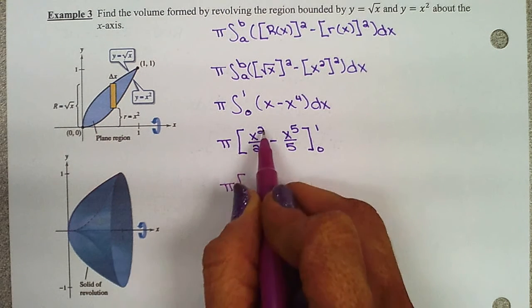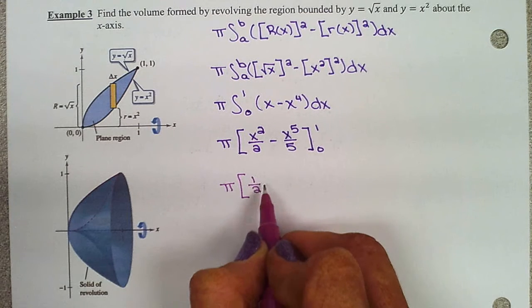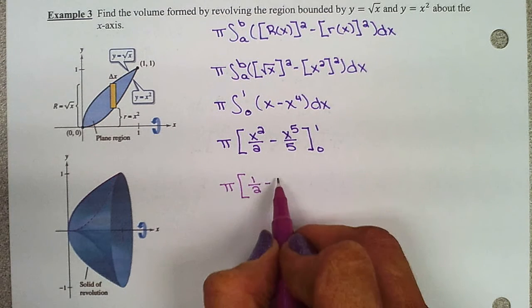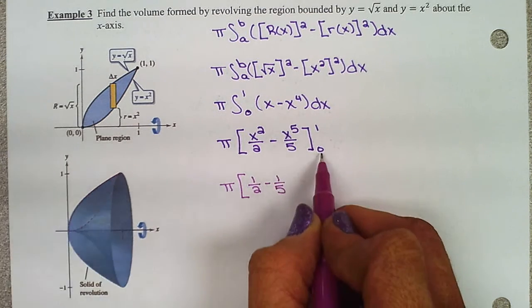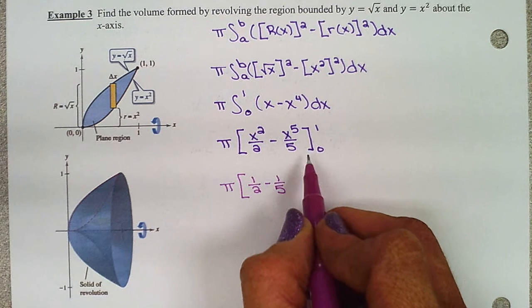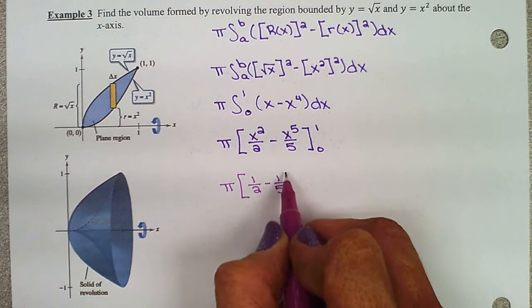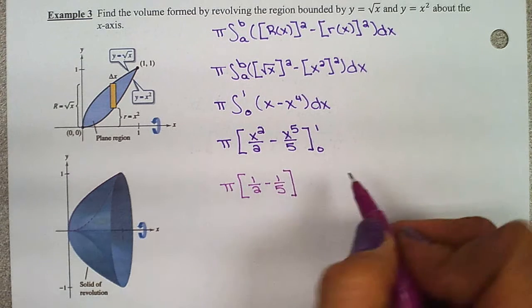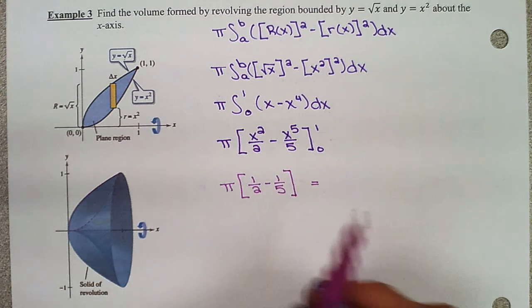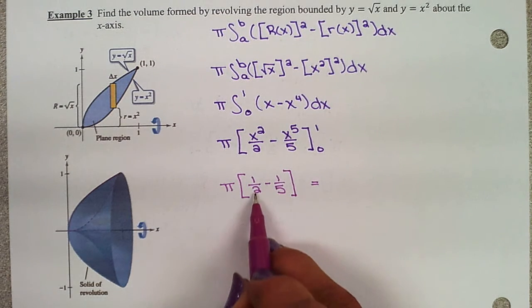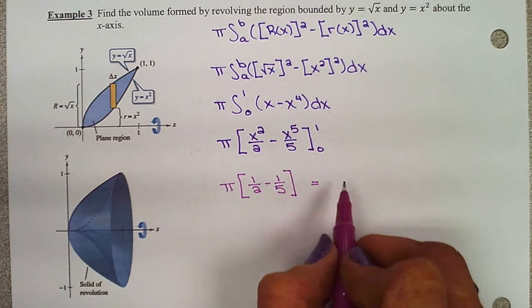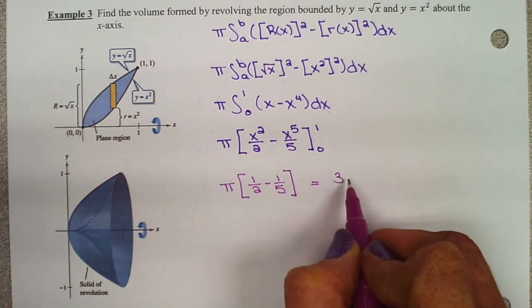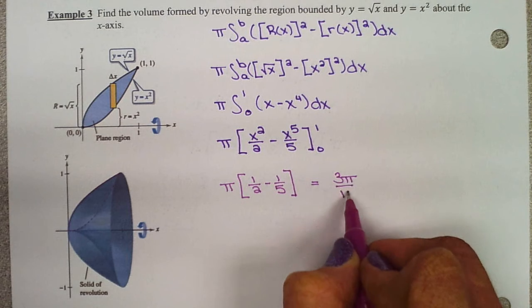When I plug in a 1 squared over 2, I get a half. When I plug in a 1 to the 5th over 5, I get a 1/5. If I were to subtract the lower limit of 0, I'm just going to get a 0. So we could write it, or you could leave it just like this. And then if I take 1/2 minus 1/5, I'm going to get 3/10. Put it with the pi makes a 3 pi over 10.